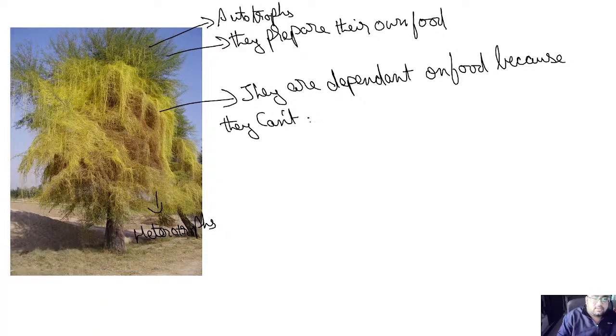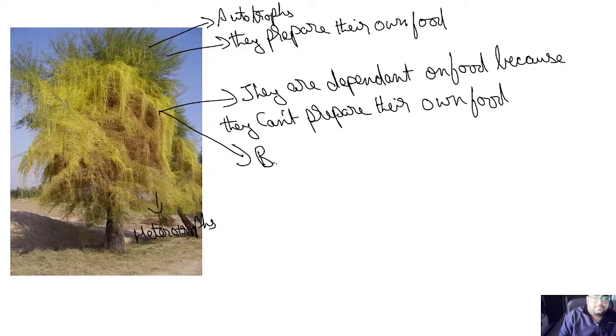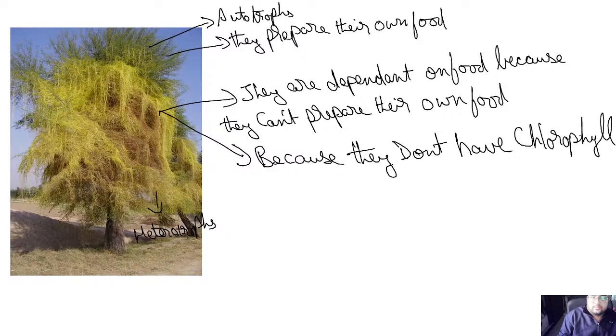Did you all understand, students? They can't prepare their own food because they don't have chlorophyll. So this is how the process goes. Whatever food is prepared by the green plant, this plant takes it, growing on them like climbers, and at once they capture 50% or 60% of the tree. The green plants keep preparing the food, and these plants which don't have chlorophyll get into the heterotrophic mode and take food from their host plant. The host plant is nothing but their autotrophs.